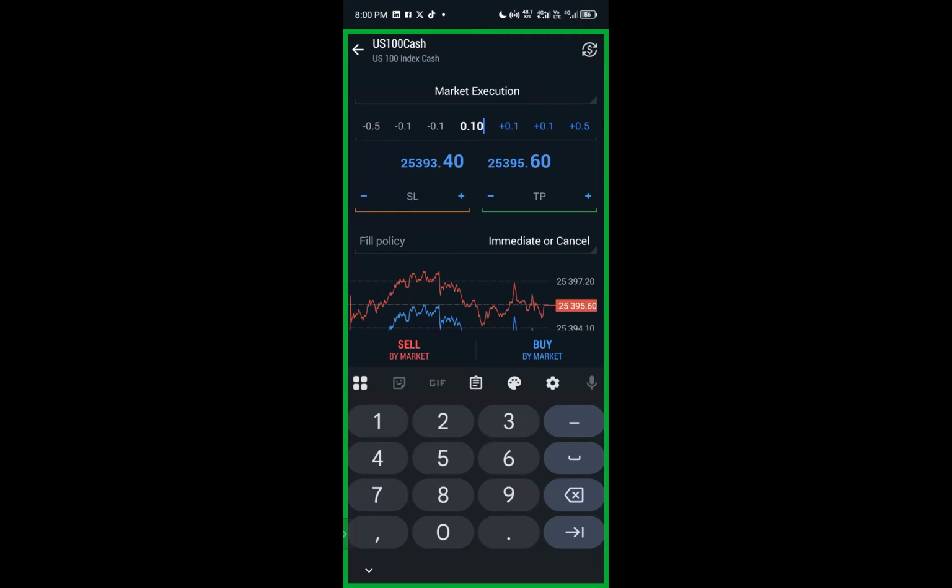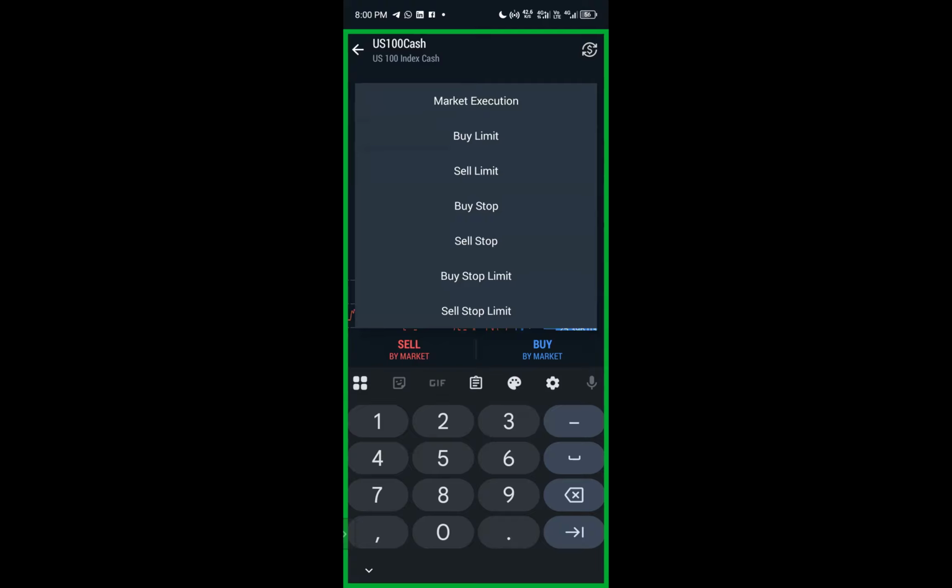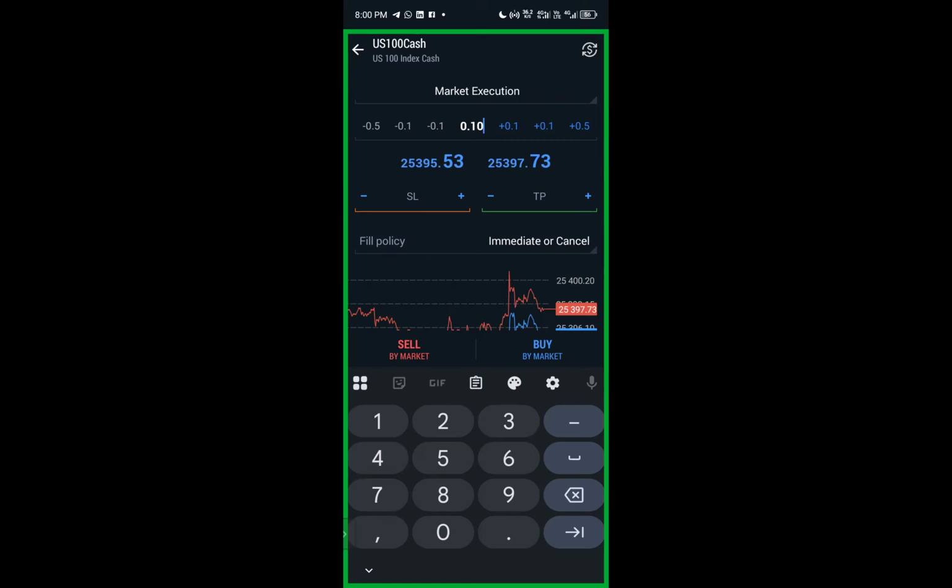Now I'm going to write out the original figure for execution, which is 25,394. That is the entry point, 0.53. So you see it like this.